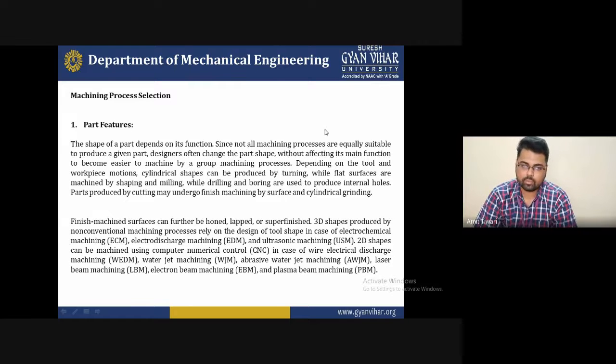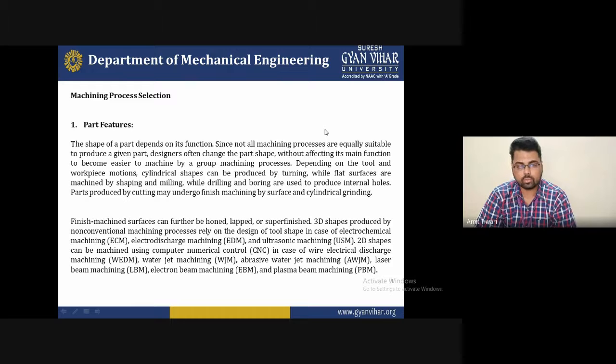Depending on the tool and the workpiece motion, cylindrical shapes can be produced by turning, while flat surfaces are machined by shaping and milling, while drilling and boring are used to produce internal holes. Parts produced by cutting may undergo finish machining by surface and cylindrical grinding. Finish machined surfaces can further be honed or lapped for surface finishing. 3D shapes produced by non-conventional machining processes rely on the design of the tool shape.